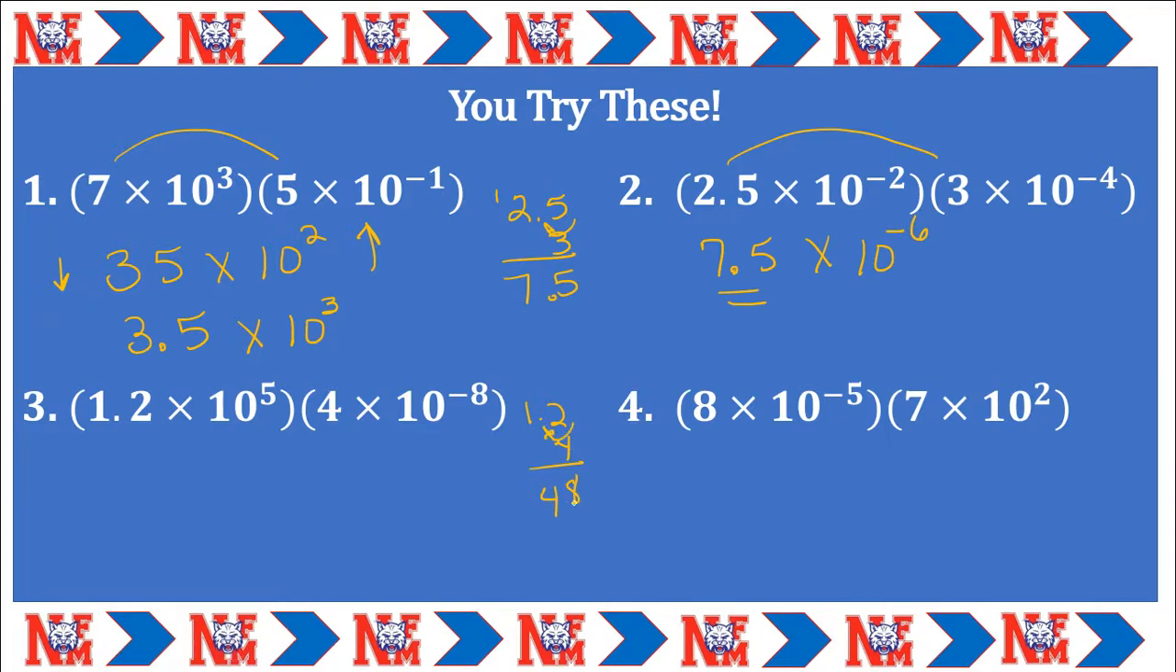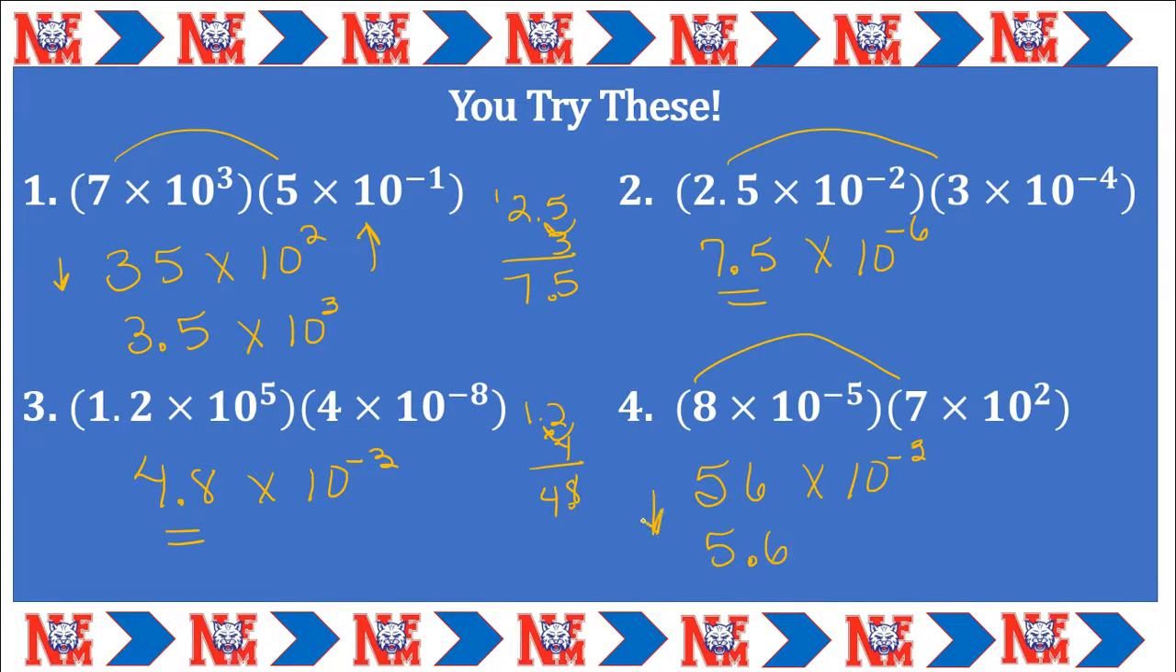We have one decimal place, 4.8 times 10 to the power of negative 3. The coefficient is all good to go. We have 8 times 7 is 56 times 10 to the power of negative 3. Negative 5 plus 2 is negative 3. We need to adjust the 56 to make it 5.6.